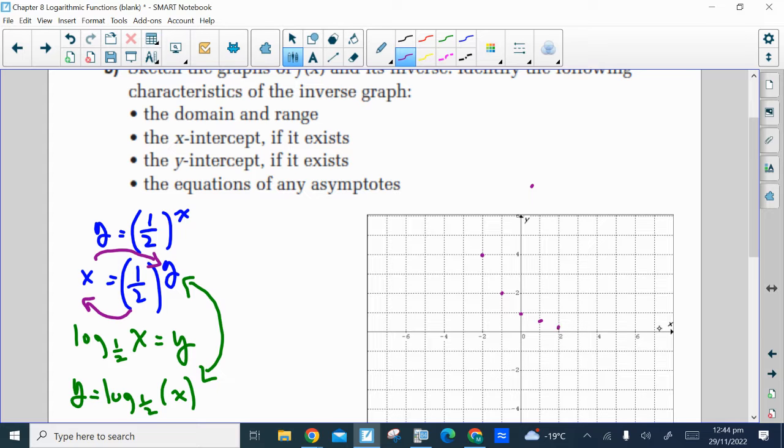This is an exponential function. An exponential function has the x-axis as an asymptote, unless the graph has been shifted up or down.